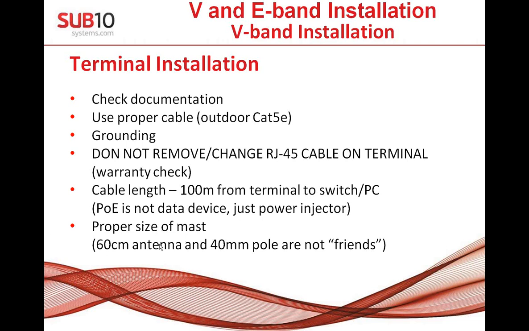And again, very often proper size of mast or diameter of the mast. If you look for a 60 centimeters antenna, and if there is normal wind, which is, I don't know, 20 meters per second, and you put it on the 40 millimeter pole, it will definitely not be good, because there will be big vibration of the mast, and there is high probability that your link will be disconnected or drop down.